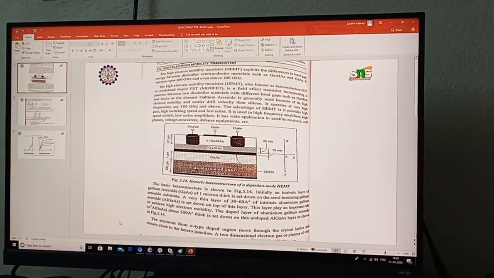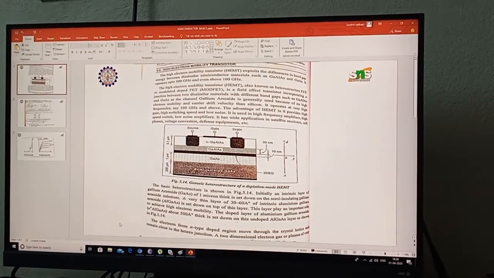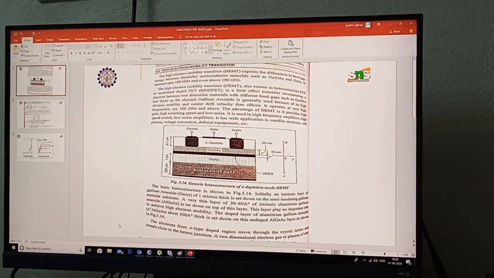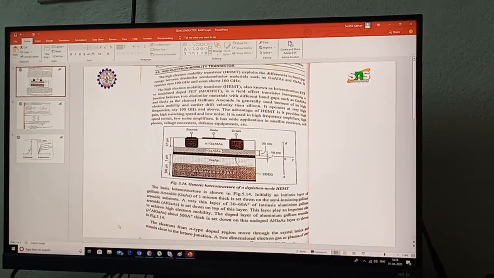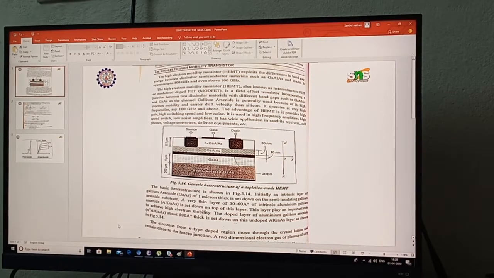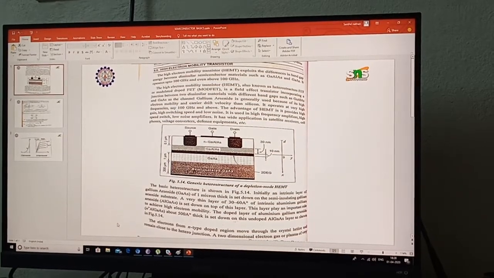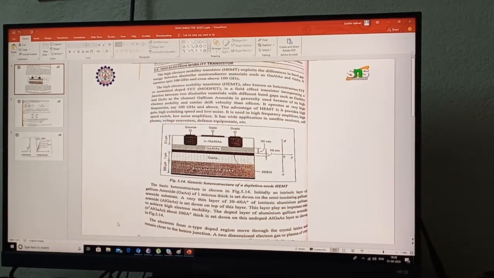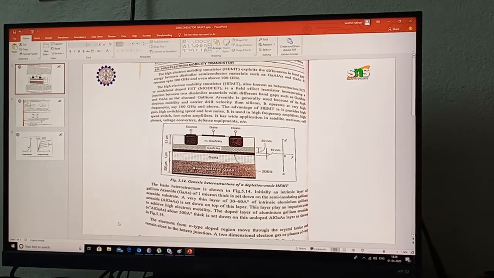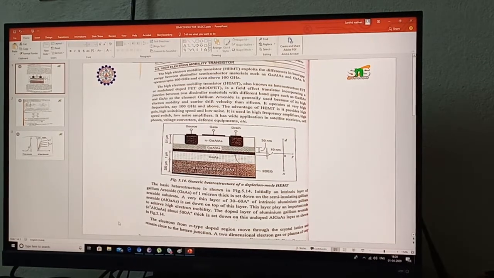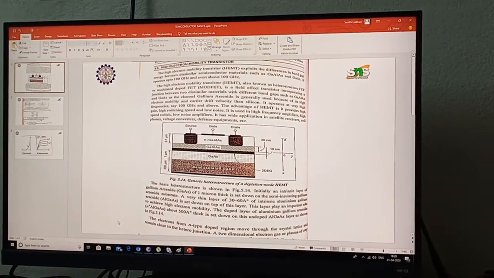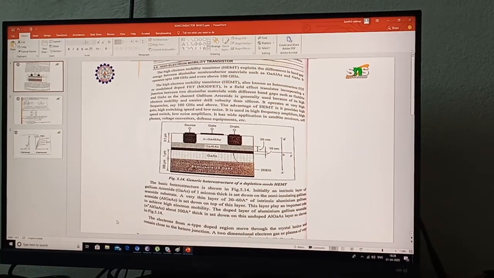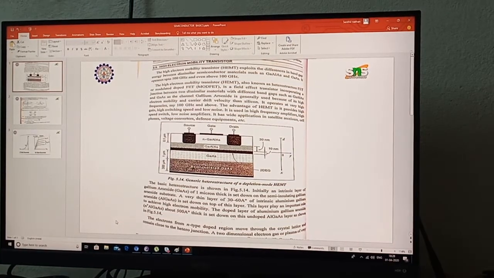A two-dimensional electron gas or plasma of very high mobility is formed in the undoped gallium arsenide layer for zero gate bias condition. The bias voltage applied to the gate is used to modulate the number of electrons in the channel from the two-dimensional electron gas, and in turn this controls the conductivity of the device by varying the channel width.